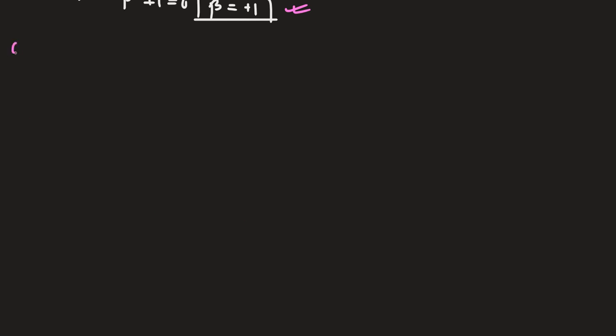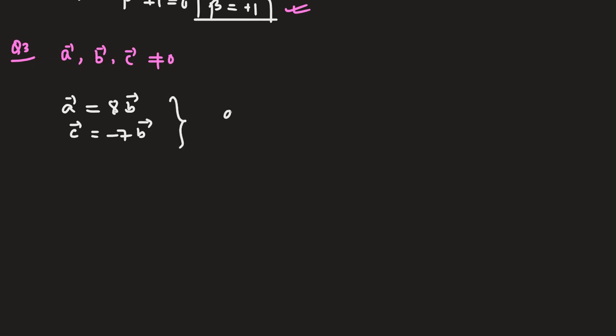Question number 3. The non-zero vectors a, b, c are related by a vector is equal to 8 times b vector, c vector is equal to minus 7 times b vector. Now they are asking, a vector and c vector, what is the angle between them?